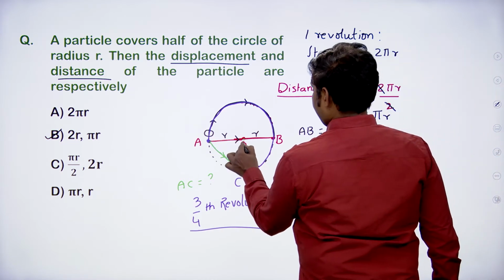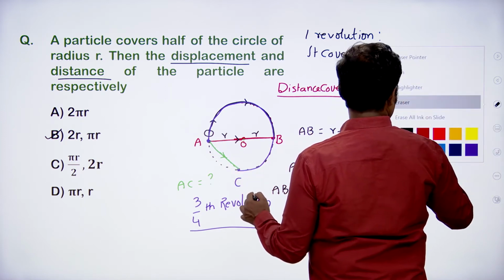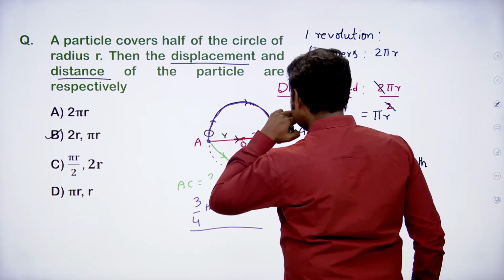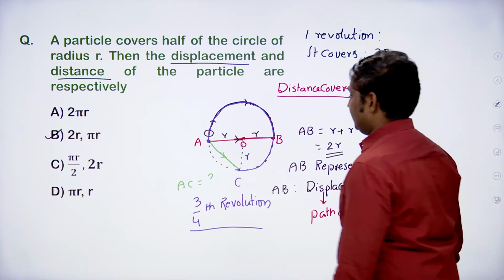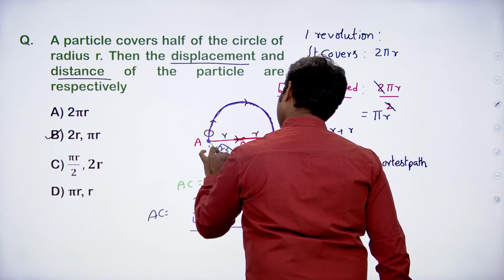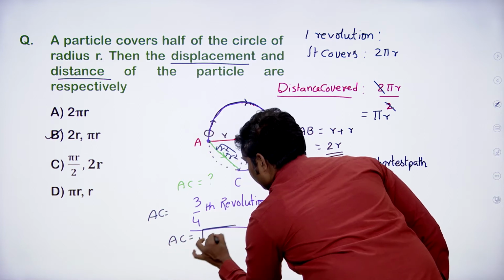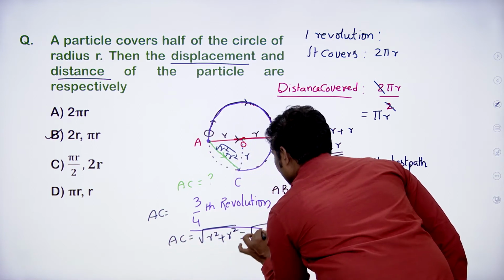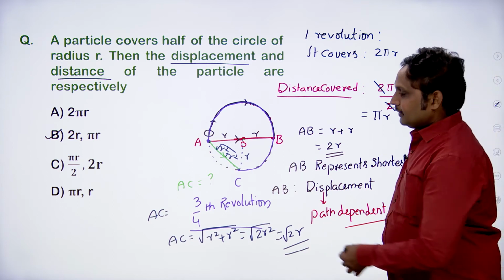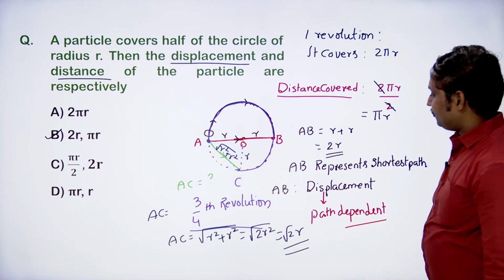So, just you have to find out this one, this is going to be the R. So, according to the Pythagoras theorem, AC is equal to root of R square plus R square. So, AC is equal to root of R square plus R square, that is root 2 R square, root 2 R, very clear. In that case, the distance covered by that body or particle, easily you will solve this one.